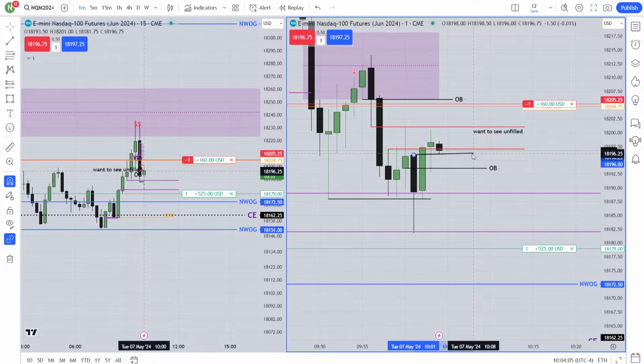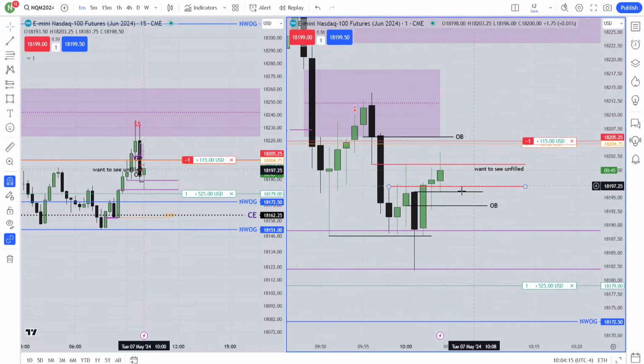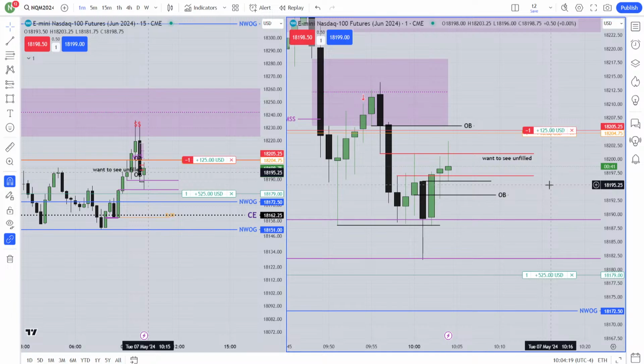That should not be respected. Now, if it is respected, this order block is respected. This is the order block. If it is respected, market will go higher. I don't want to see that it will be respected. So market should keep going lower.